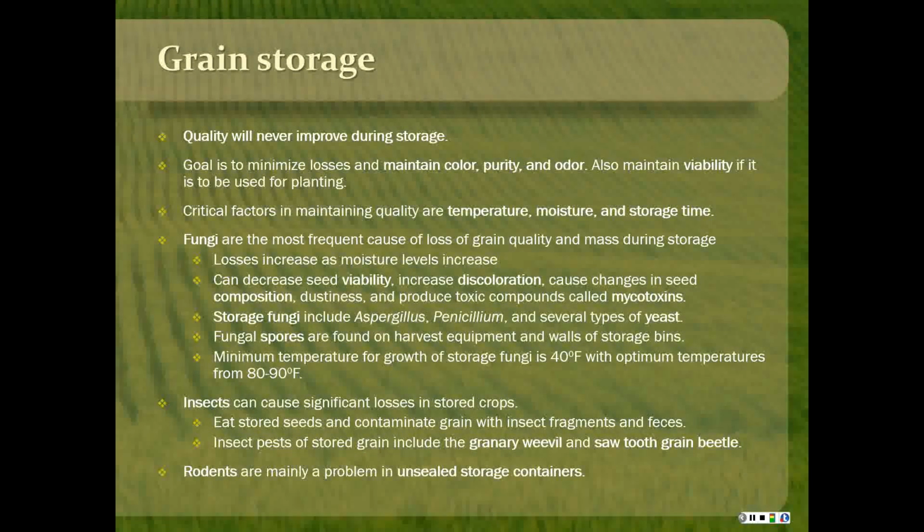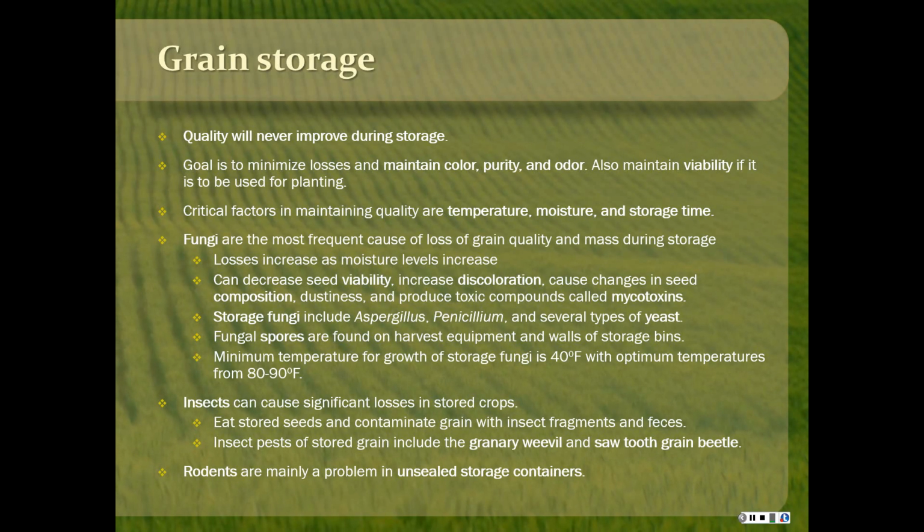And there's different fungi that, Aspergillus, Penicillium, and several others are the ones that are likely to cause problems during storage. And the spores are found on harvest equipment, walls of storage bins. They're everywhere in the dirt. So minimum temperature for growth of storage fungi is 40 degrees Fahrenheit, with the optimal temperatures higher, 80 to 90 degrees, but they will grow at as low as 40 degrees.